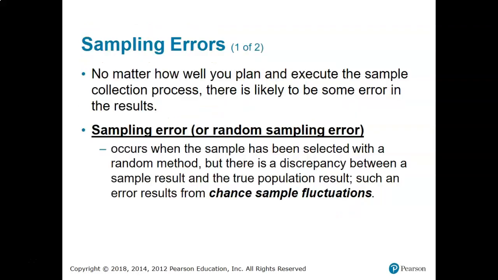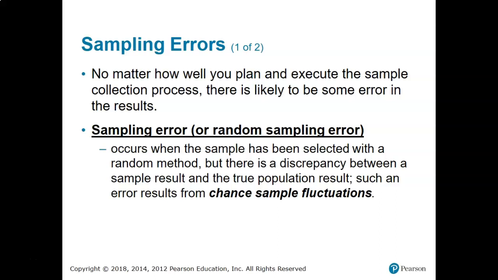Okay, you can have different types of sampling errors. No matter how well you plan and execute the sample collection process, there can be some errors in the result. The first one, your sampling error, or random sampling error, occurs when the sample has been selected with a random method, but there's still a discrepancy between the sample result and the population result. So this is basically saying you've done everything correct in doing your statistical work and gathering your samples and so forth, but there's still a discrepancy. And we know that things happen by chance. So these are just those chance sample fluctuations.